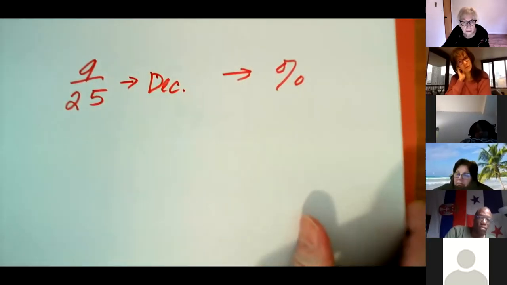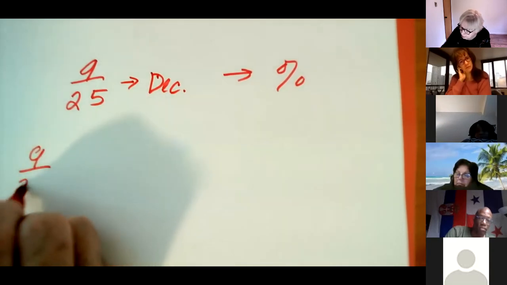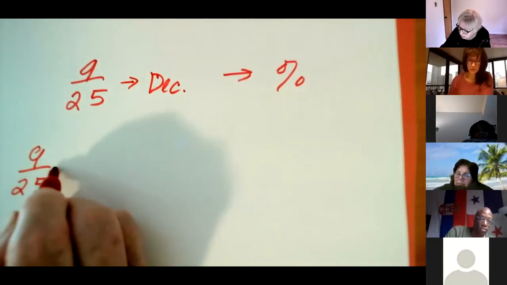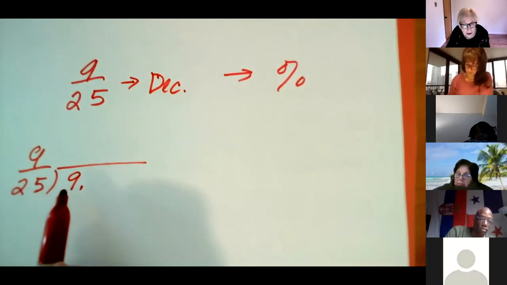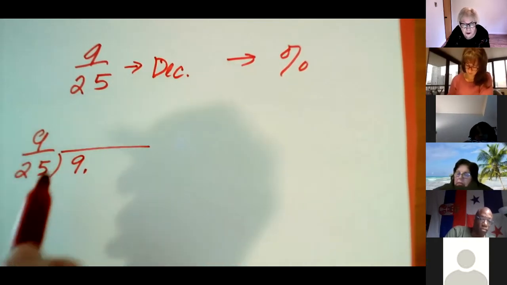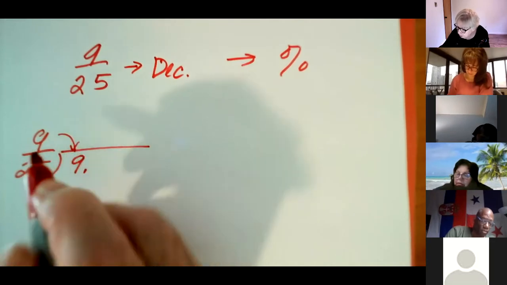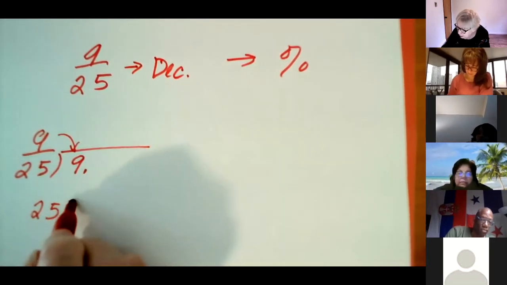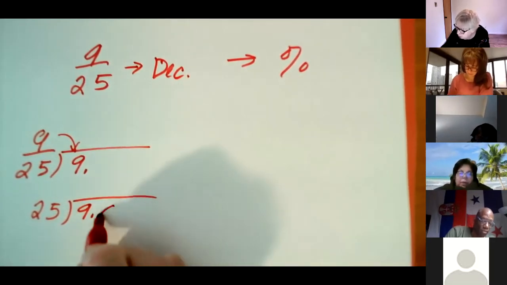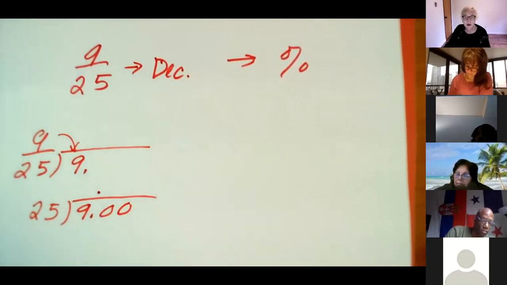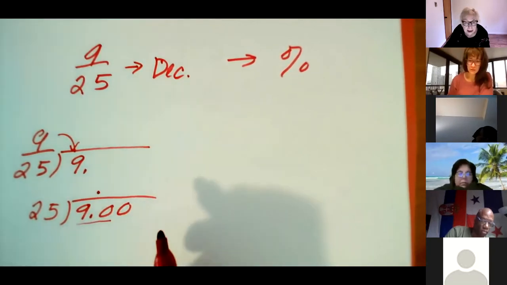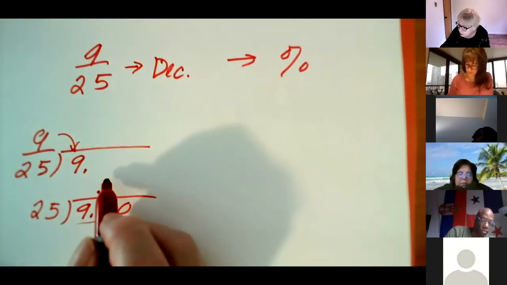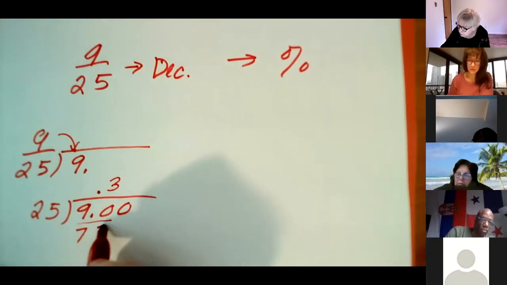like I did before. So 9 divided by 25 means that 25 is on the outside and the 9 is on the inside. So if you don't like that mess, I'm going to put 25 into 9. It won't go, so I need to add a couple of zeros. 25 doesn't go into 9, but it will go into 90 if you think of money. There would be 3/4, which is 75 cents.